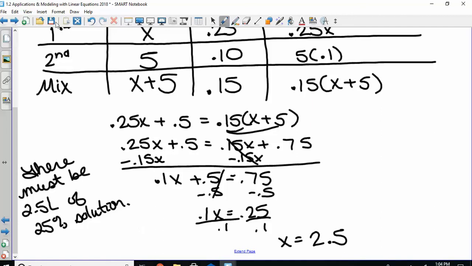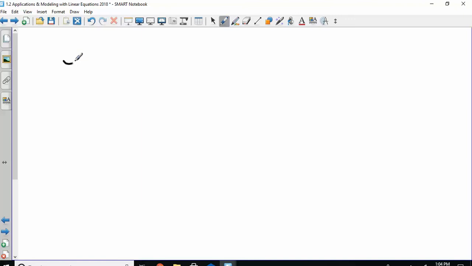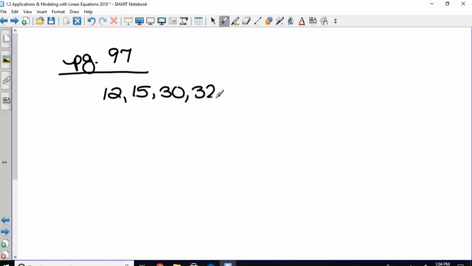We will continue with this stuff tomorrow. I am going to give you a few problems. Remember, every problem I expect you to define your variable, whether it's drawing a picture or writing it in words or setting up a table, and you have to answer in a sentence.